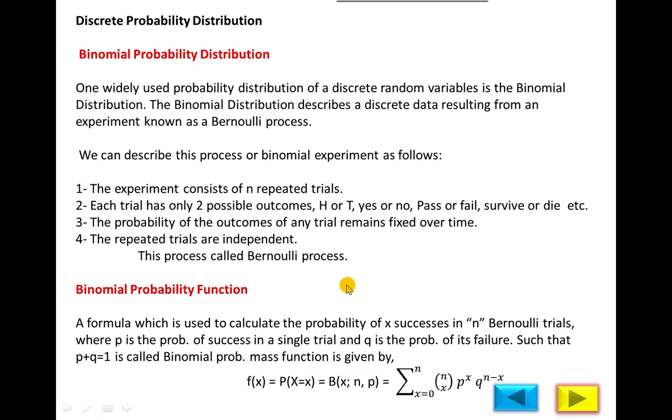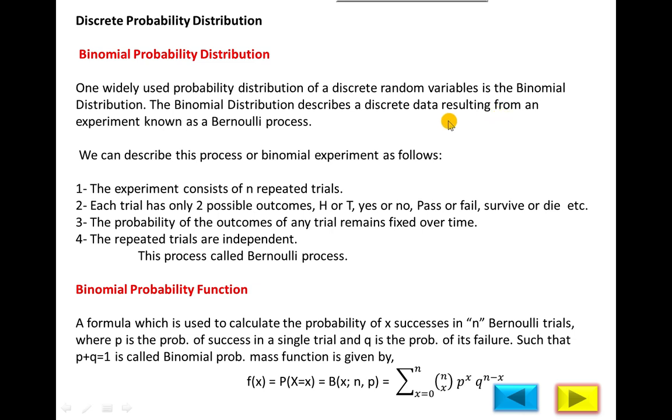So what is the difference between the discrete and continuous probability distributions? This is the important thing. The most important thing is that we select the probability distribution according to the outcomes of the variable, or according to the characteristics of the outcome of the variable. So what are the characteristics of the binomial distribution? This is the most important thing.